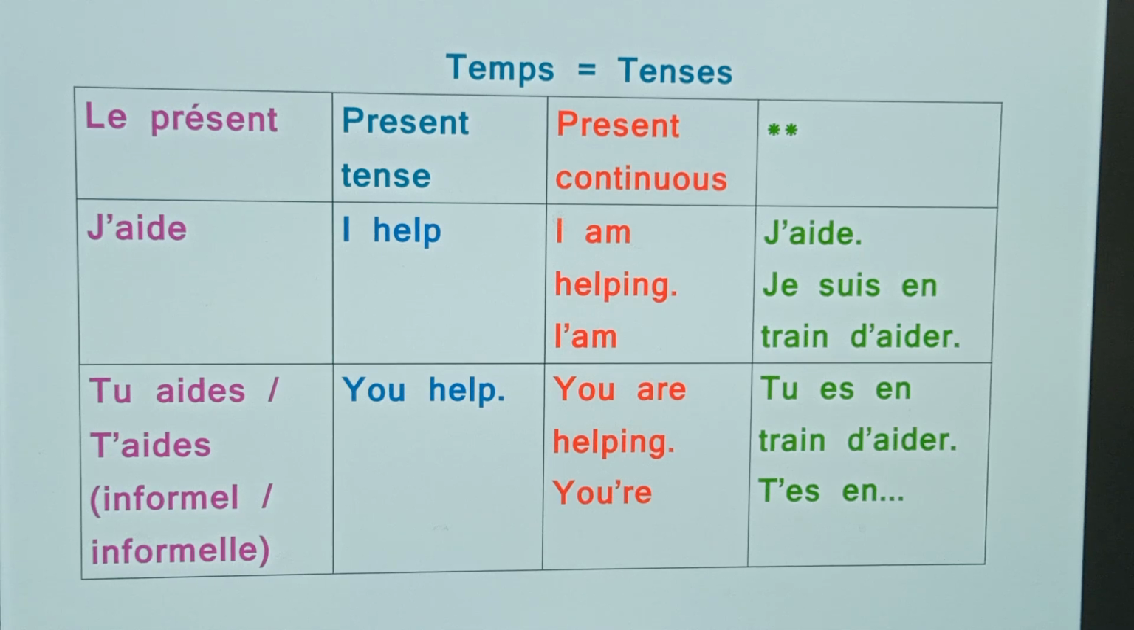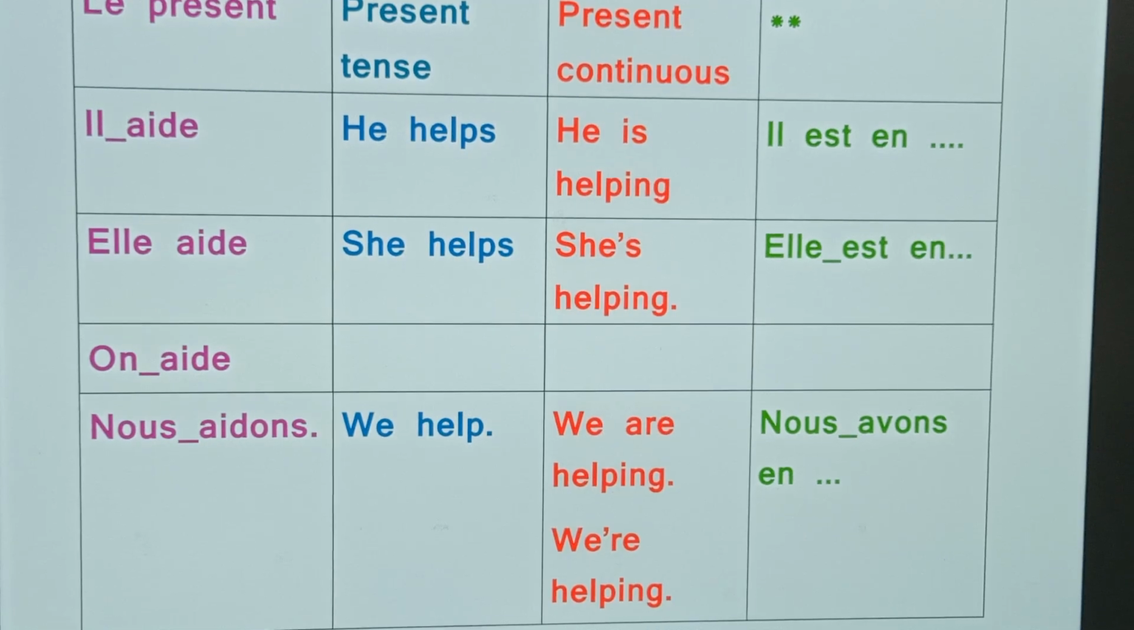So if you're writing in a formal situation, do not use all these apostrophes, all these contracted forms. Okay, you're helping. So again in French, tu es en train d'aider. Tu es en train d'aider or t'es. You can put T apostrophe S. T'es en train d'aider.